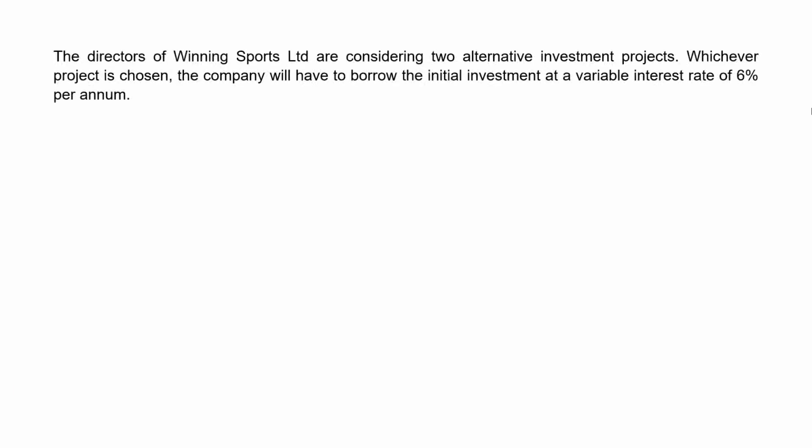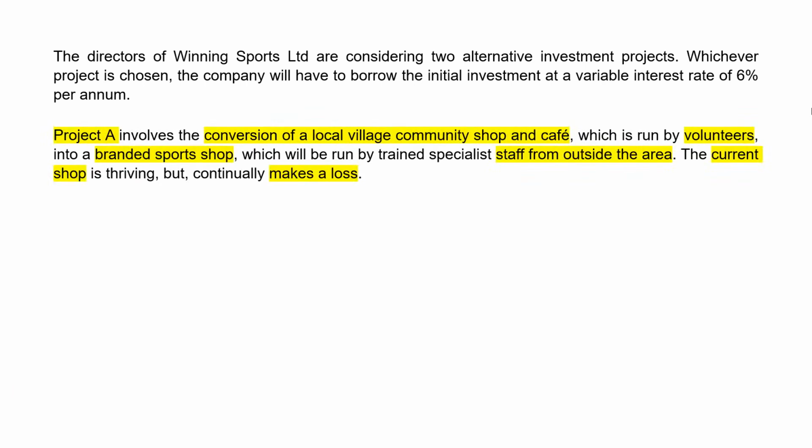Hello and welcome to this video on AQA A-Level Accounting Section C with an example of a written question which is going to be on capital investment appraisal. So, the directors of Winning Sports Limited are considering two alternative investment projects. Whichever project is chosen, the company will have to borrow the initial investment at a variable interest rate of 6% per annum. Now, first of all, Project A.